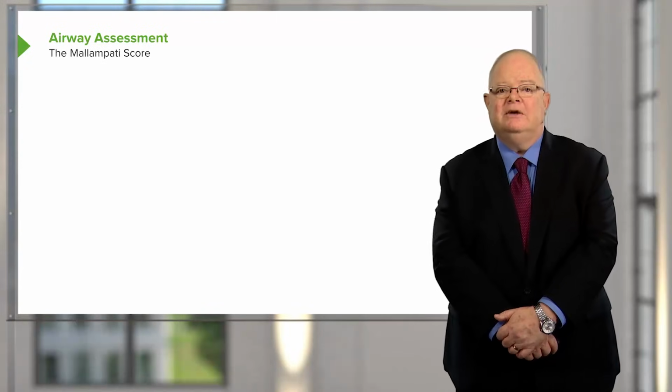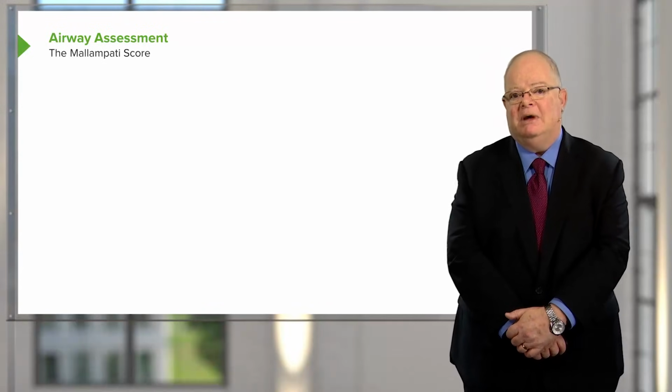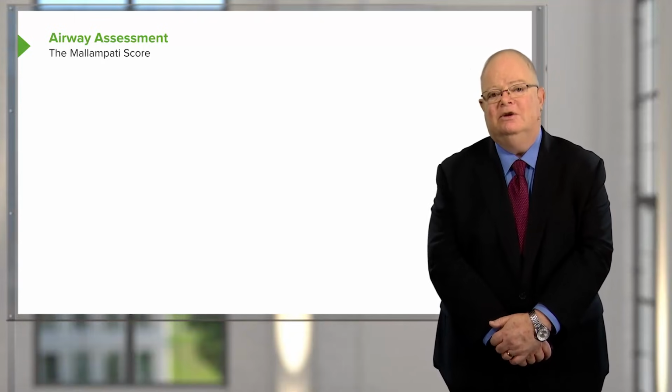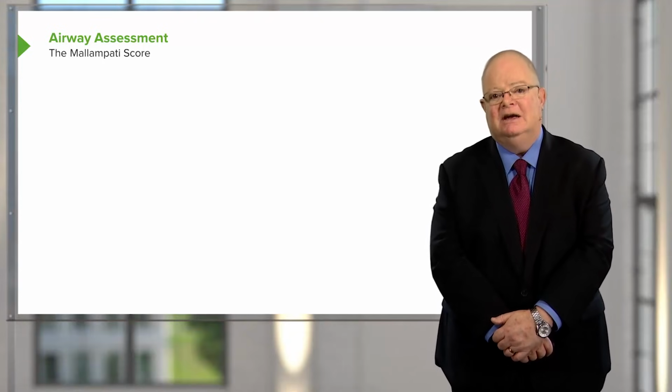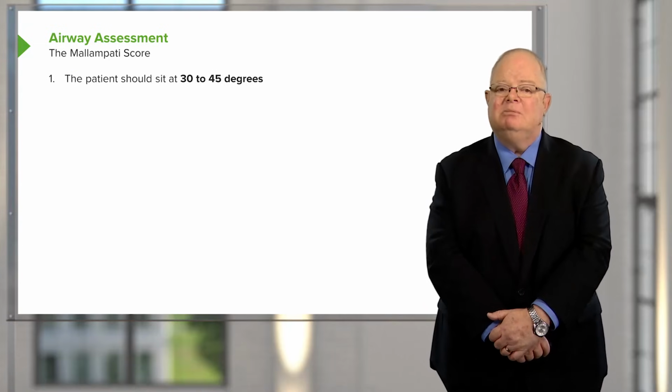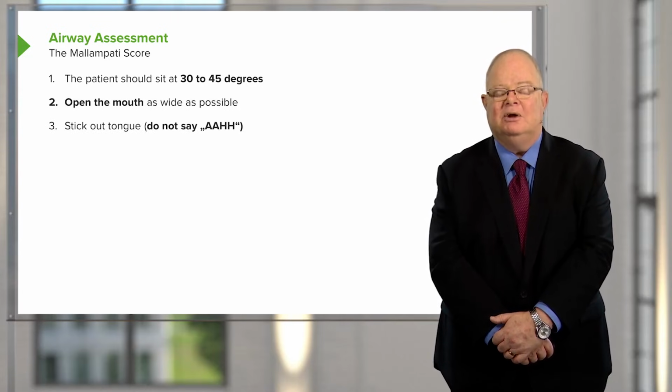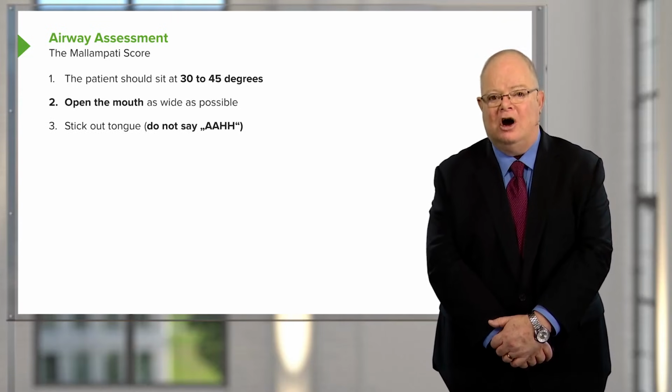So part of the airway assessment is to do a Mallampati score. And the Mallampati score is extremely easy to do, and everybody gets it done. Basically, the patient should be sitting between 30 and 45 degrees, open the mouth as wide as possible, and extend the tongue as far as possible. They should not say "ah."